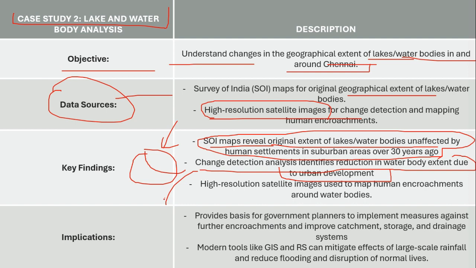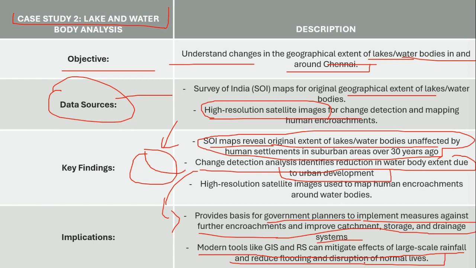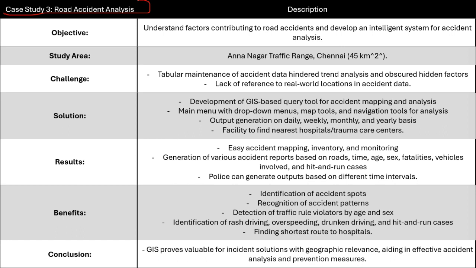This information can help government planners implement measures against further encroachment and improve catchment storage and the drainage system. Also, modern tools like GIS and remote sensing can mitigate the effect of large scale rainfall and reduce flooding and disruption of normal life. So here we can see how GIS and remote sensing are useful for change detection analysis, and with the help of the results we can implement new strategies and plans to save the water bodies.